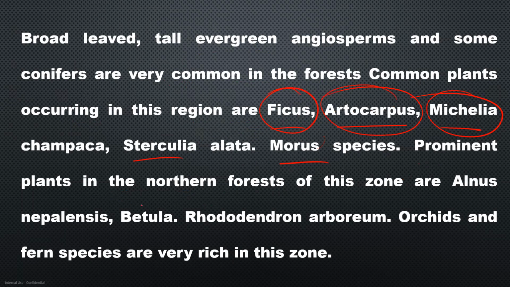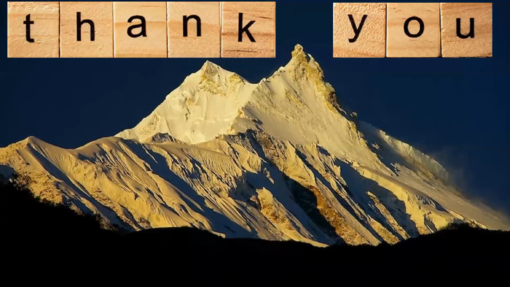Prominent plants in the northern forests of the zone are Alnus, Betula, Rhododendron. Beautiful various types of orchids are also very famous here. Right? So here we complete this first session of the lecture of phytogeographic regions of India. In the next lecture, we will continue with the zones that we could not complete in this particular lecture. So please stay tuned till then.